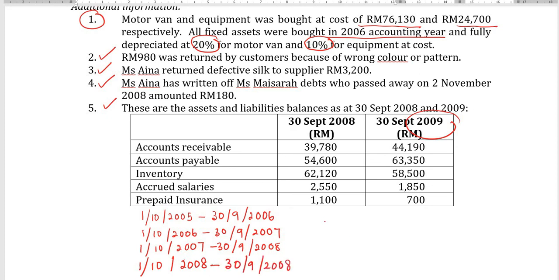Okay, why do I do this? Because saya nak cari bila saya beli aset. So the asset was bought in 2006 accounting year. Okay, accounting year maksudnya the first accounting year yang touch 2006 ialah sini. So ini sebenarnya ialah tahun di mana awak beli aset tadi.